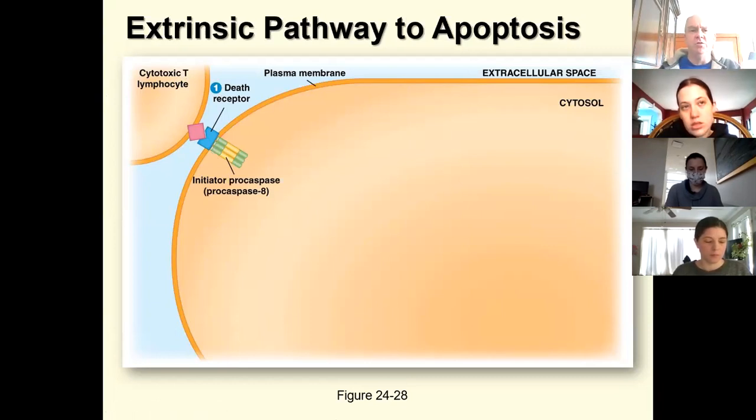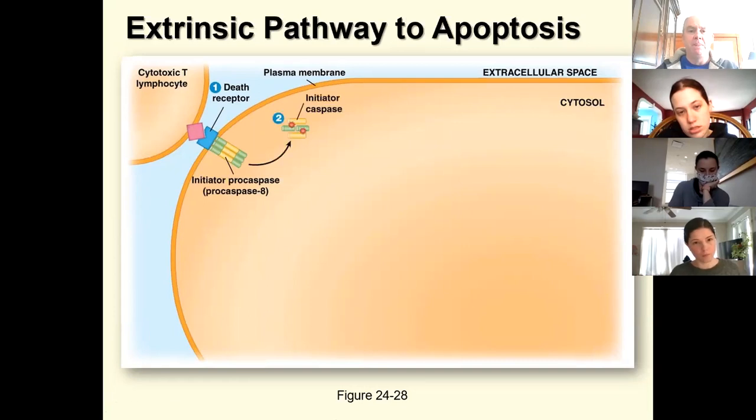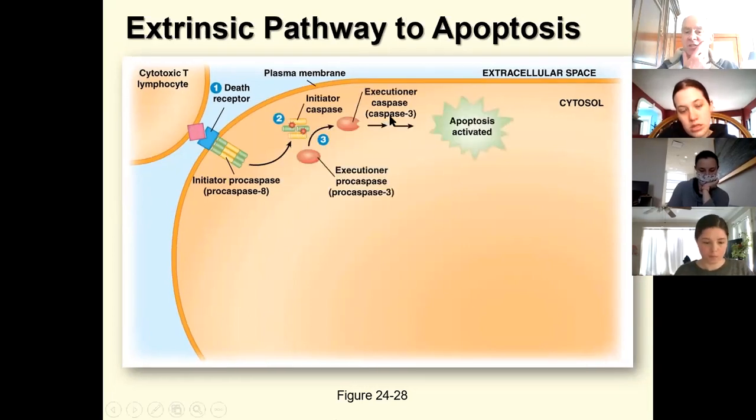accumulation here of a number of proteins. One is called FADD, FAS associated death domain. So FADD gets attracted to FAS, and then that brings up procaspase 8. Procaspase 8 then gets activated to become caspase 8. Okay, now it's caspase 8, and that activates caspase 3, and that causes apoptosis.